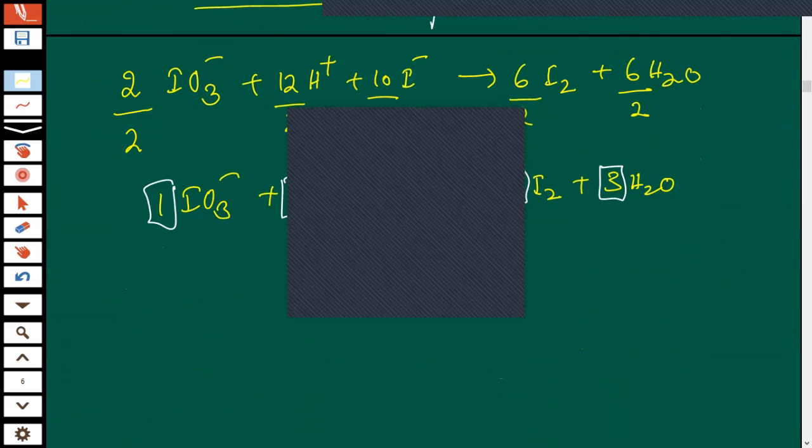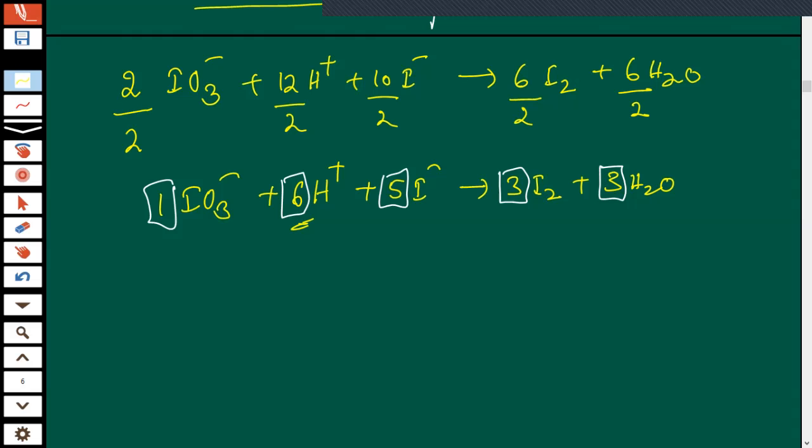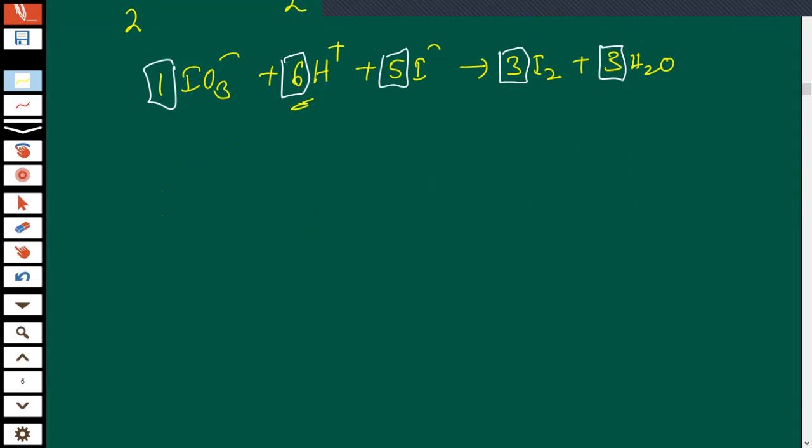Sir, I have one doubt. If we do it by the oxidation number method, then we will get the same answer. If we multiply the left hand side iodine by 2, then will we take the net charge to see the difference, or only the charge on one iodine?